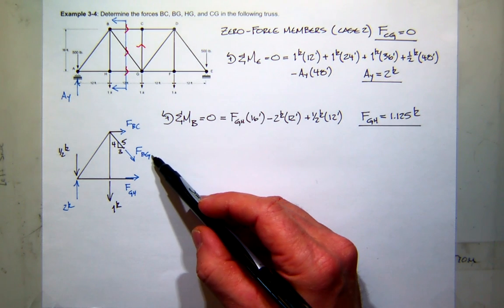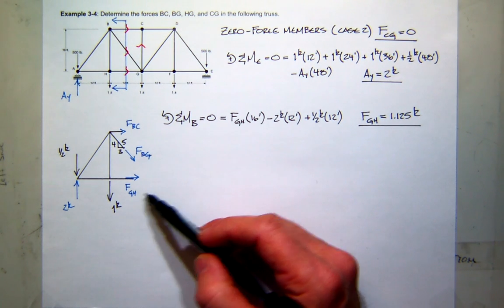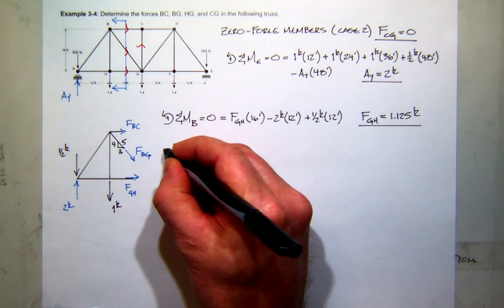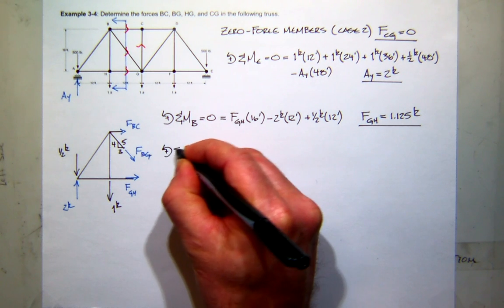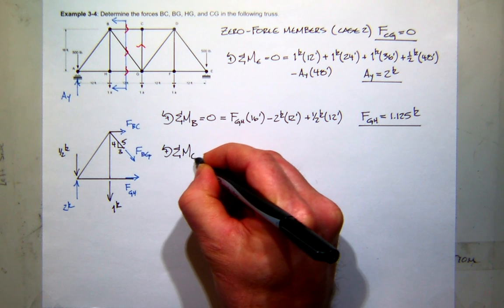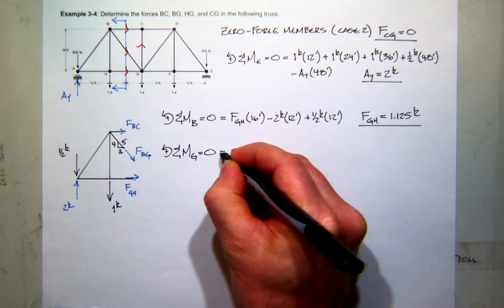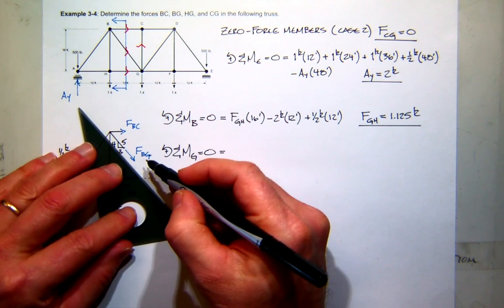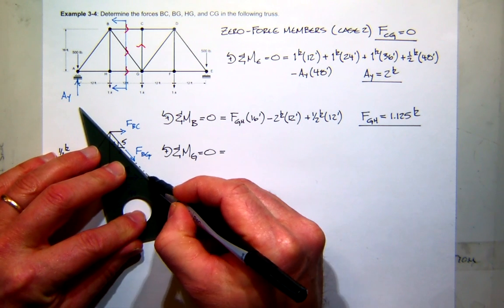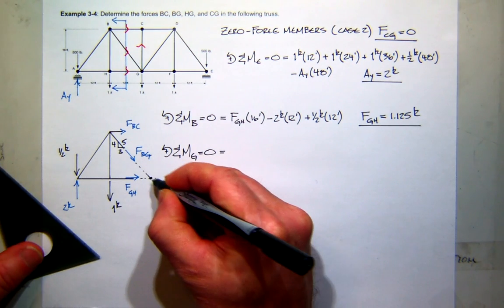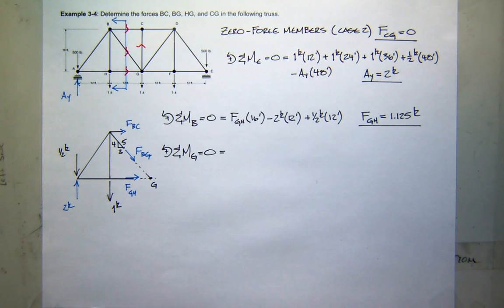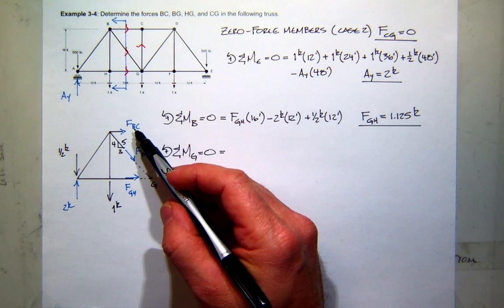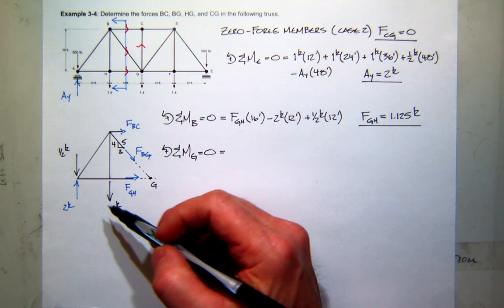Is there another place where a moment equation could be applied? Just to give you a hint, we got BG and GH. How about G? So let's sum moments about G. Just to help you visualize that, I'll bring the lines of action down and show you that they do pass through G. So summing about G, I'm going to have BC, creating moment, and all 3 of these forces.